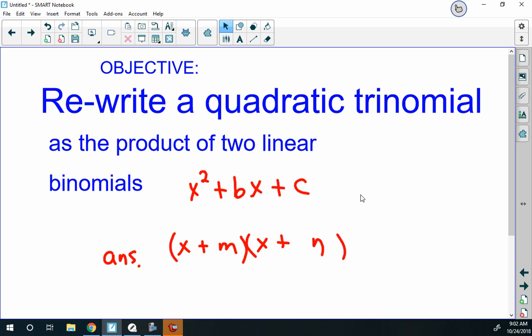We're going to go from three terms, the first one has an exponent of 2, down to a binomial and a binomial in parentheses. Remember when we foiled? We're basically unfoiling. We're going the opposite way. Everybody good so far? Awesome.